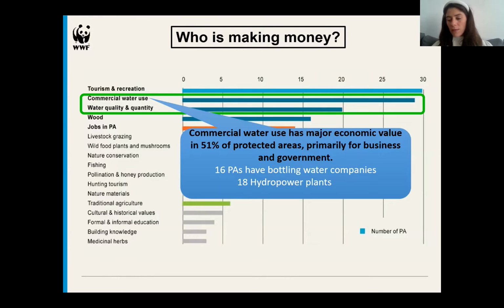Also, some capitals, Sarajevo in Bosnia and Herzegovina and Tirana in Albania, are provided with water purification, or protected areas nearby are providing water purification services for almost a million inhabitants nearby. So it's really important that protected areas are providing pure water for the local community.